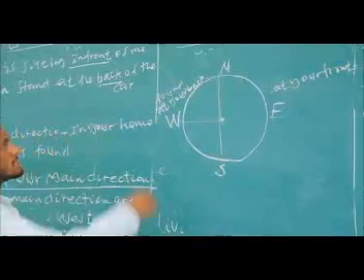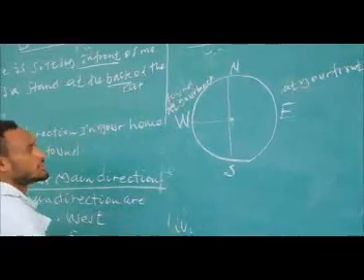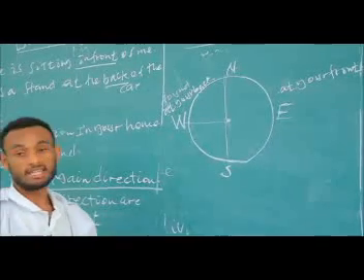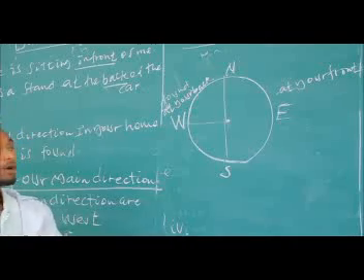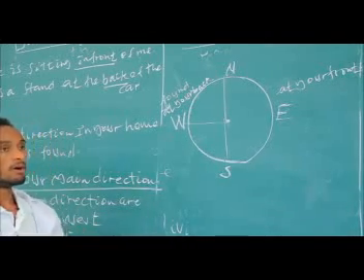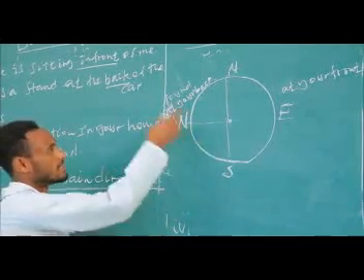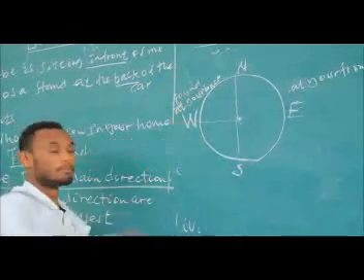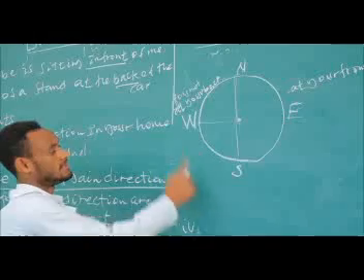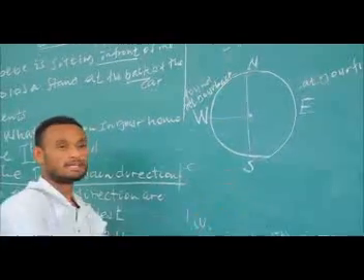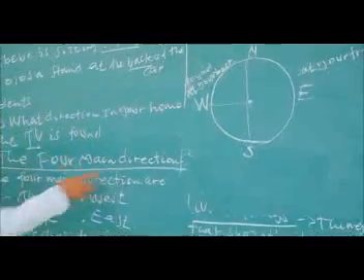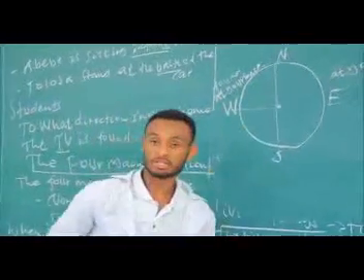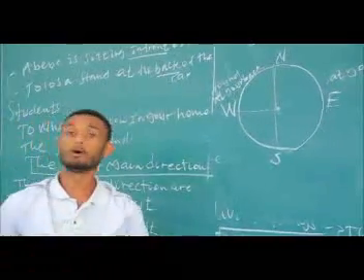Students, these are the four main directions, which are used for locating a given object, even at a distance or in far areas. So you can show directions by using these main four directions: west, east, north, and south. By using these four main directions, you can locate a given object.